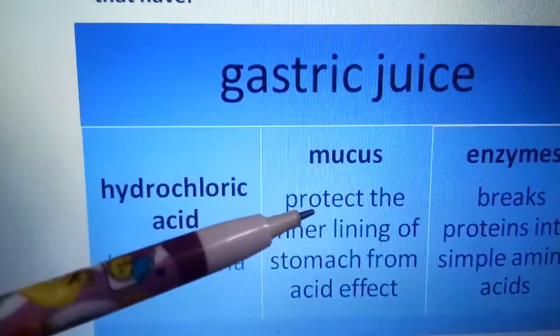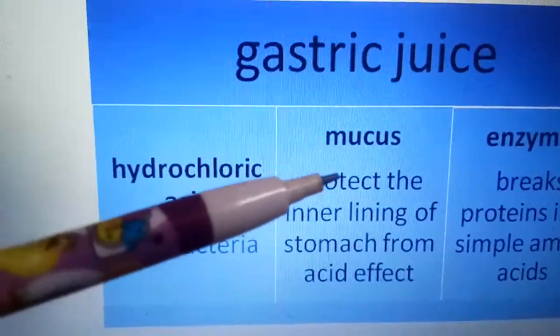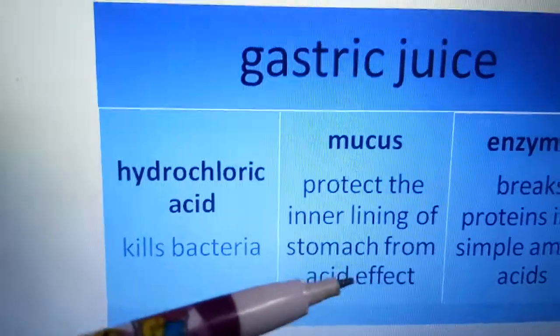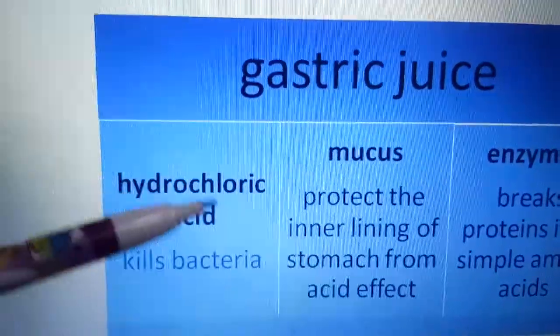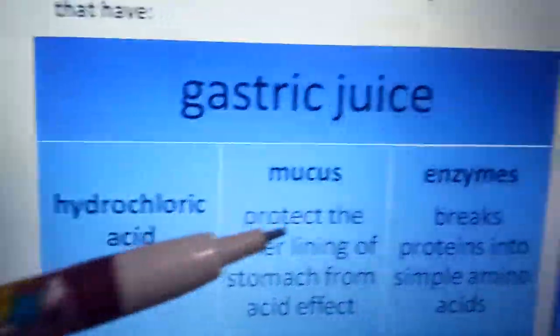Second, it secretes mucus. Mucus is the fluid that prevents the inner lining of the stomach from the effect of acids. Acid can burn the inner lining of the stomach. From that burning sensation caused by hydrochloric acid, mucus protects it.